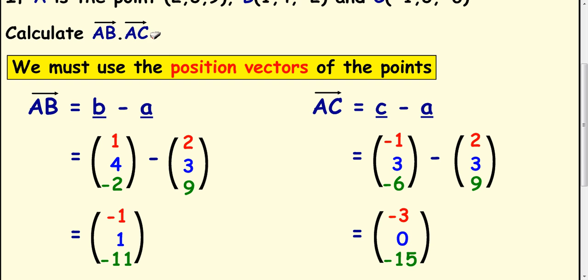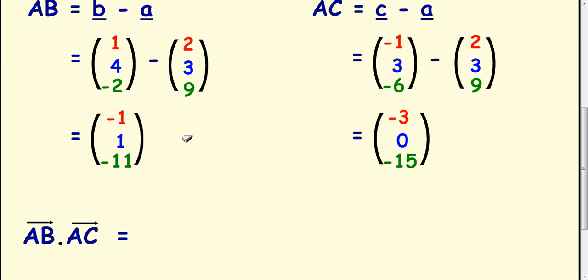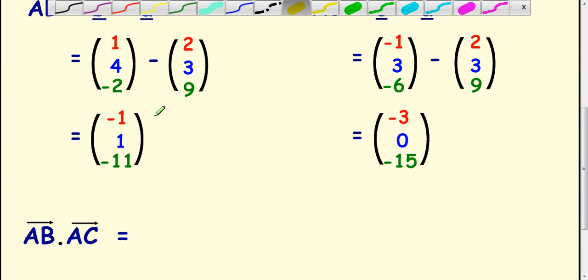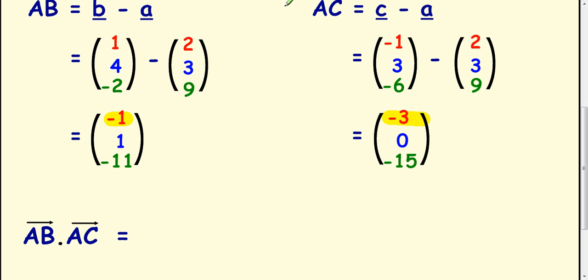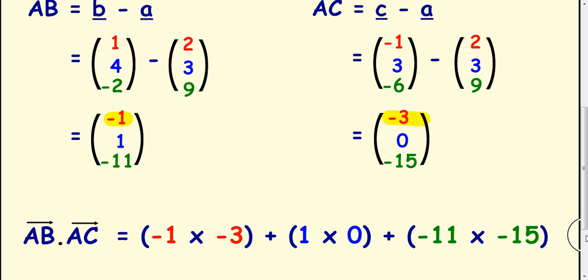I need to multiply them to get AB dot AC. So we take our top two numbers, here, and multiply them. Your second two in blue, multiply them. Your third in green, multiply, and add them all together, and that's going to look like this.